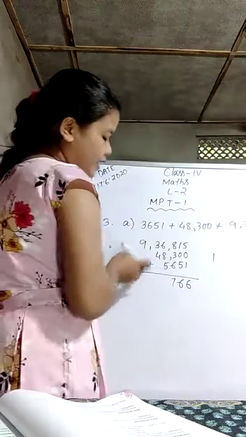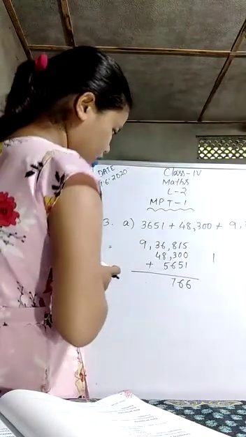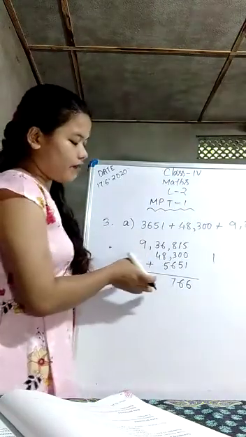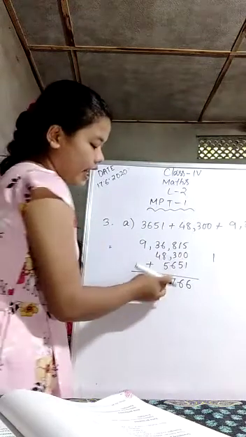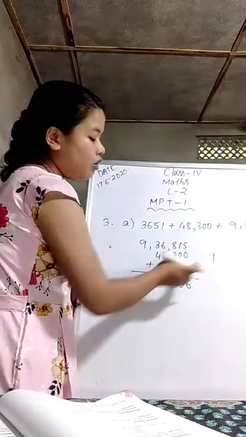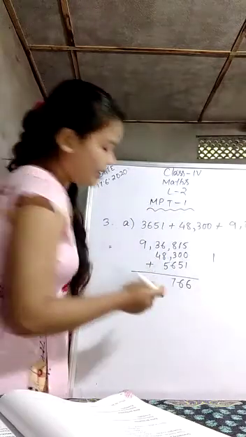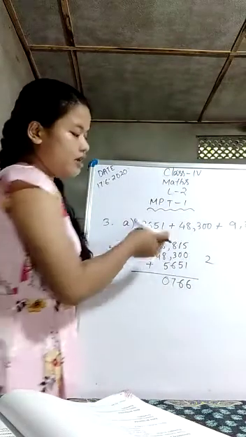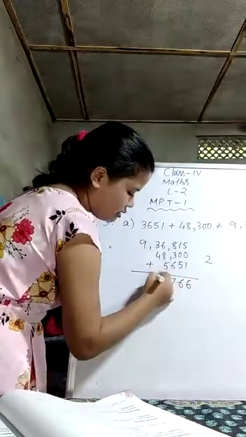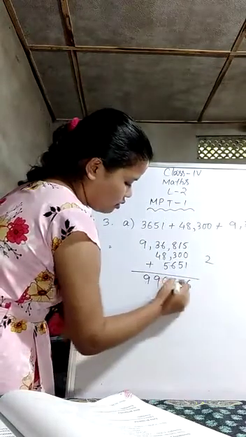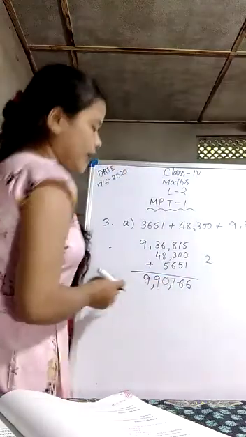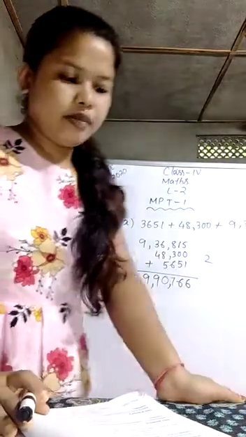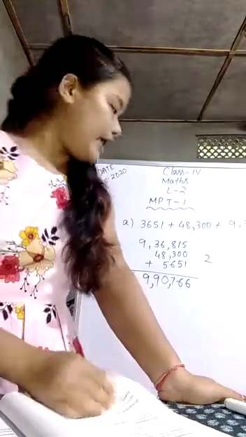Then 6 plus 8 plus 5. 6 plus 8 is 14 and 14 plus 5 is 19. So it is 19 and that 1 left, no? So 19 plus 1 is 20. We will write 0 and 2 is left. Then 3 plus 4 is 7, 7 plus 2 is 9. Then 9 comes down. That means the answer is 9,90,766. So B, C, D, E, F are all the same as A, so it is your homework.